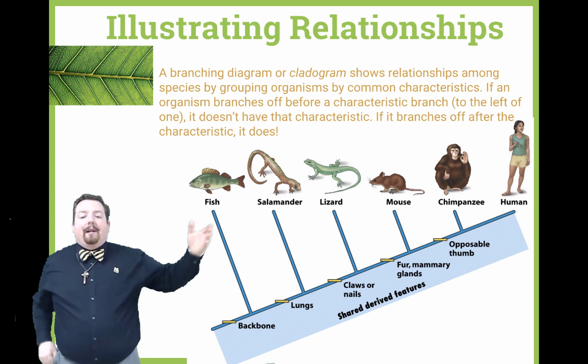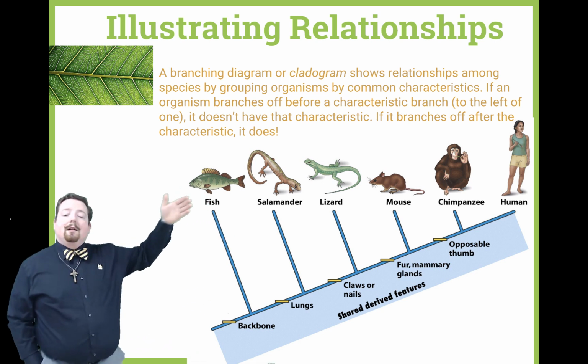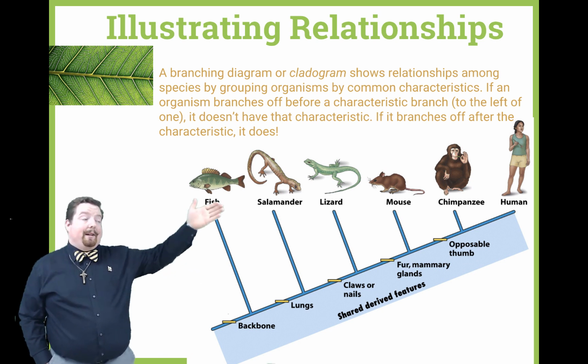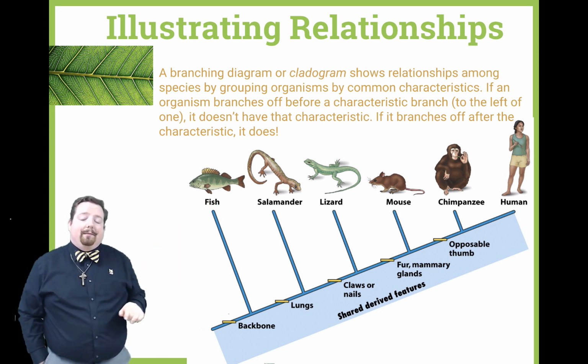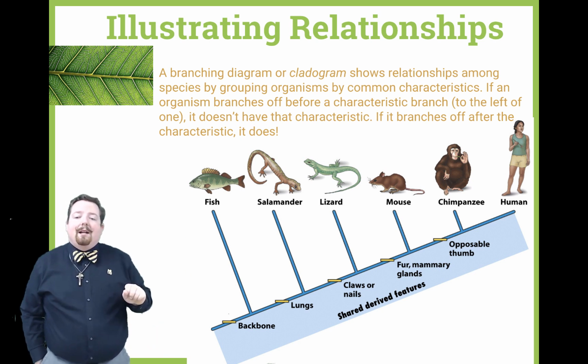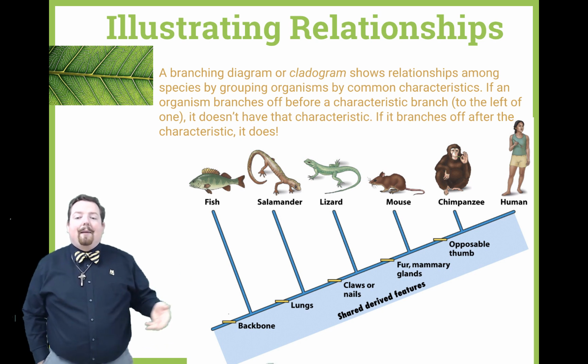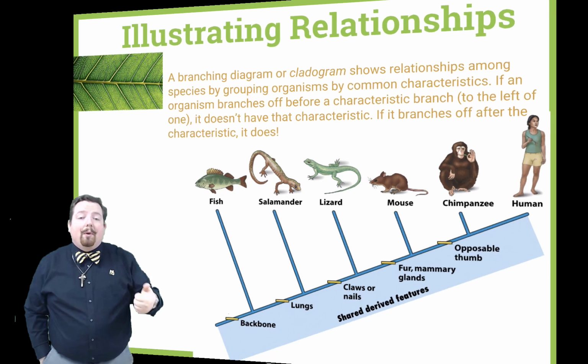So for example here, we have the fish. The only trait it has that's on this list is a backbone. It does not have lungs. A salamander, though, has lungs and a backbone. And as we go further up the scale, you can see a mouse has fur, claws, lungs, and a backbone. But when we go to chimpanzee, you also add opposable thumbs.